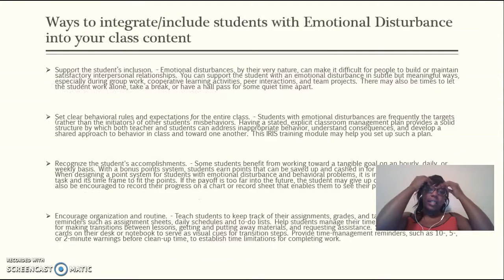So ways we can integrate or include students with emotional disturbance. We can support the student's inclusion. We can set clear behavioral rules and expectations for the entire class. Recognize students' accomplishments. This is going to help them a lot with their emotions. When you recognize their accomplishments, they feel good about themselves. They feel confident. You want to encourage organization and routine.